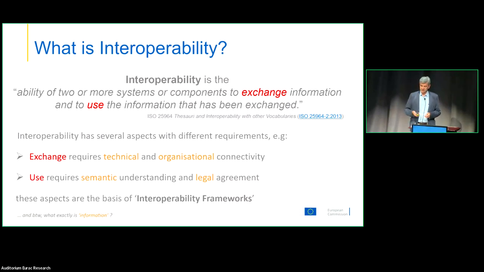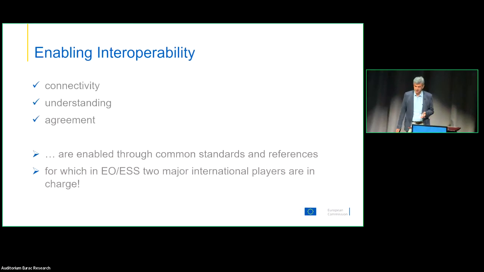When you read this definition, you will find that there is this technical, organizational, semantic, legal. So there are different aspects which we call factors of interoperability. Keep in mind that interoperability will only work if all these things play together. A single failure in one of these aspects might make the other ones void.